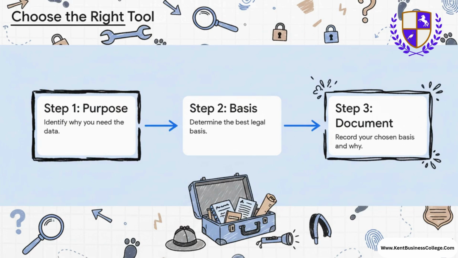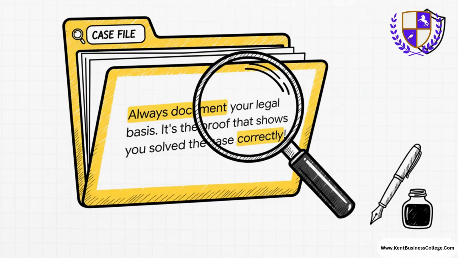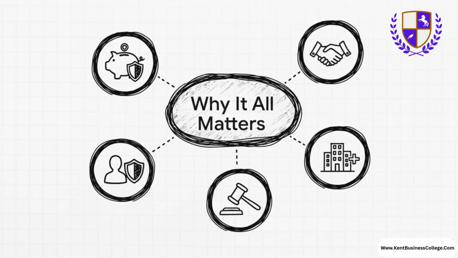And third, and you cannot skip this, you have to document your evidence. That last step, it's everything. Seriously, documenting your chosen legal basis and exactly why you chose it, that's your proof. It's like the case file you present to the judge that shows you acted responsibly, you are thoughtful, and you are totally legal. It is the key to proving you solved the case correctly, and it's a huge part of GDPR.